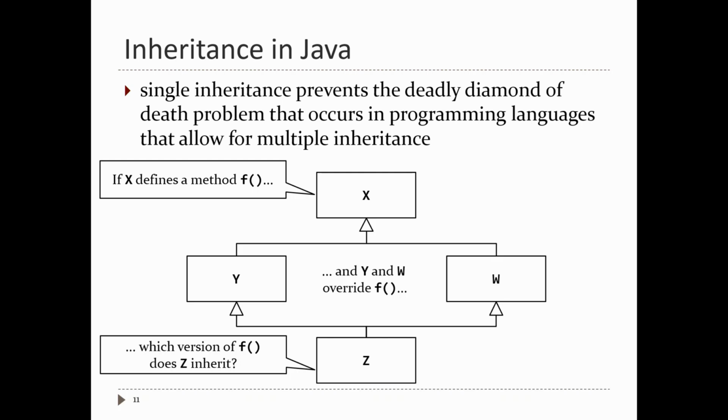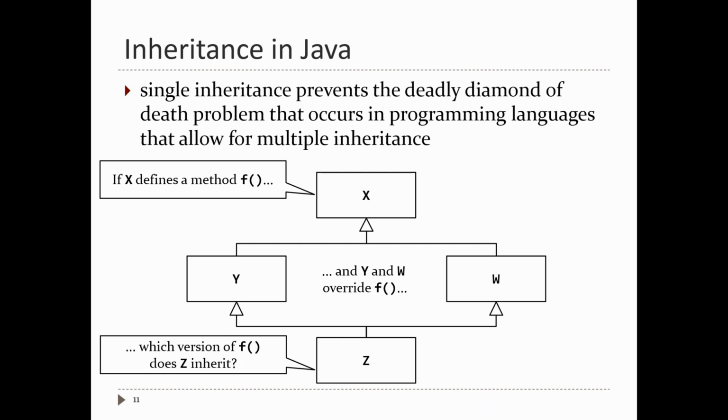There are languages that allow a subclass to have more than 1 direct superclass. And so this picture here, this is not the Java language. This would be, for example, a language like C++. Here Z has 2 direct superclasses. So Y and W are both direct superclasses of Z, and the direct superclass of Y and W is X.